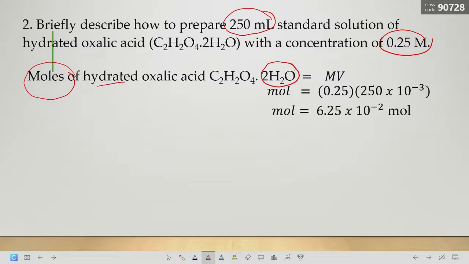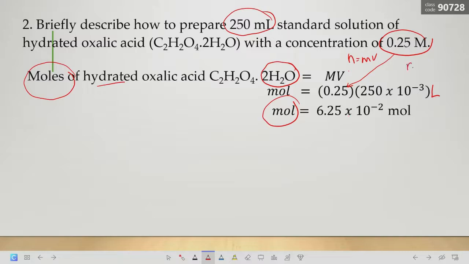So you know the formula n equals MV. M refers to molarity, 0.25, you can take it from here. Volume, you kena tahu volume must always be in liter. So you have here 250 ml, then you convert to liter, which is times 10 to the power of negative 3 liter. So bear in mind, n equals MV, so you find the number of mole.